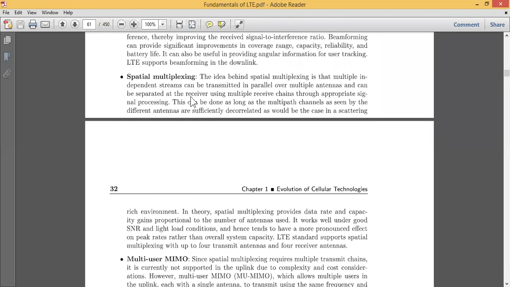We will make use of some signal processing mechanism at the receiver, so that all the signals, whether they are received in a chain one after another or in parallel, will be appropriately segregated using signal processing techniques. This can be done as long as the multipath channels seen by different antennas are decorrelated, which is nothing but a scattering environment at the receiving side.